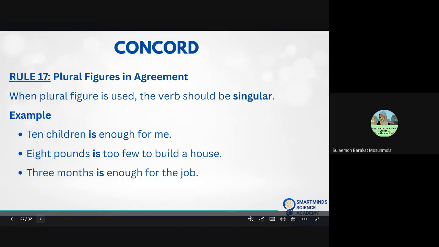3 months is enough for the job. Remember again, when you use plural figures, it should attract a singular verb. Don't say because it is plural, you should now put a plural verb. The rule says that when you use a plural figure, you should have a singular verb to follow. Are we together, please?